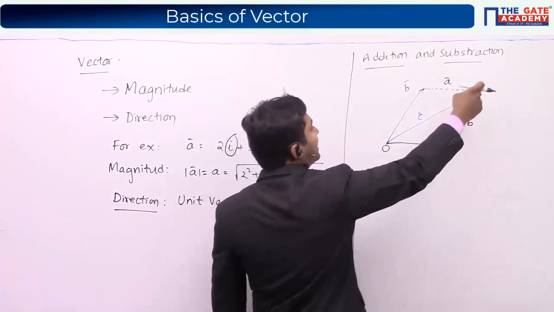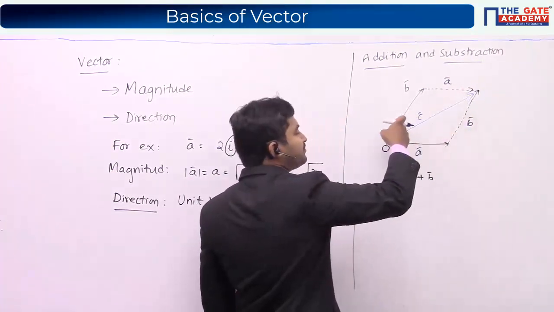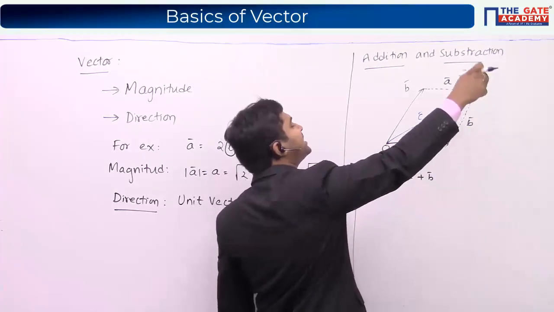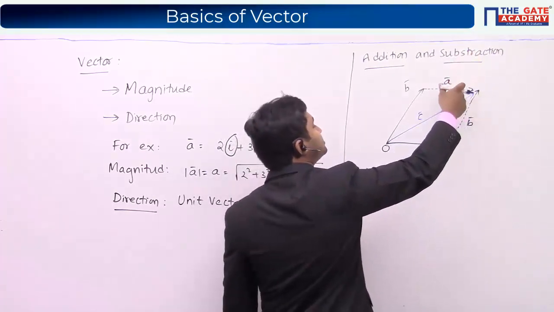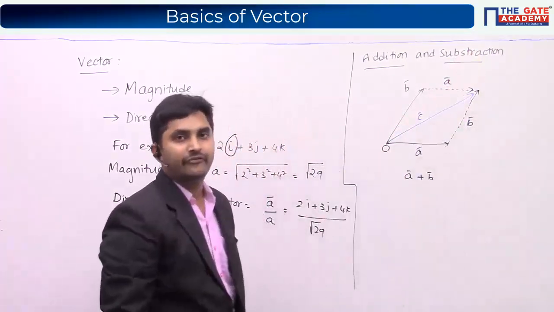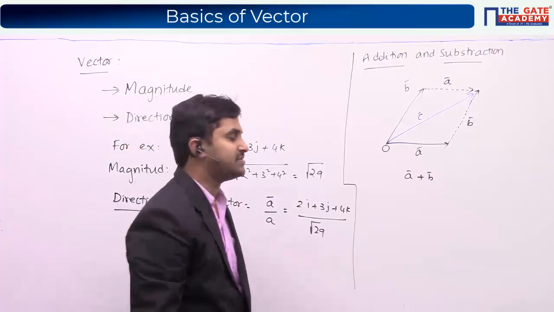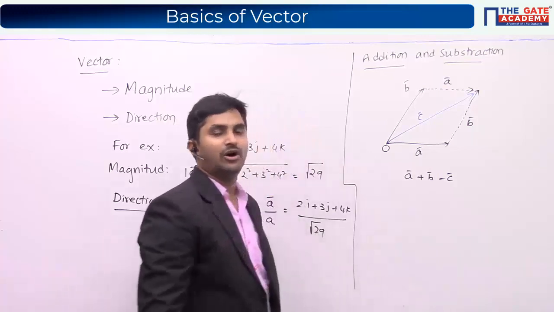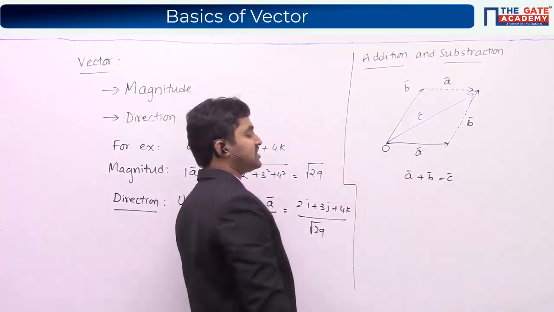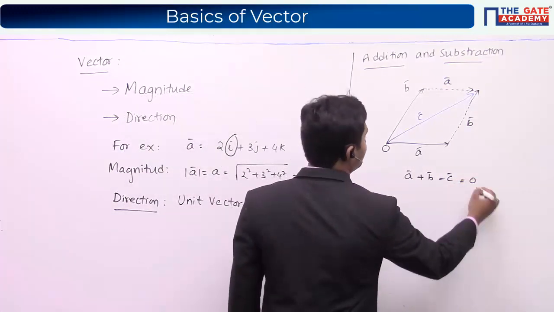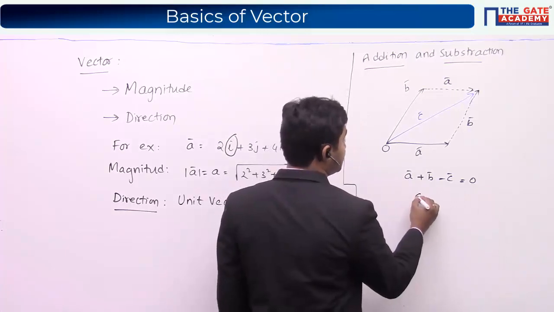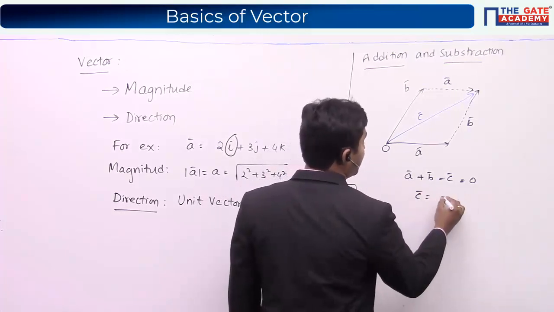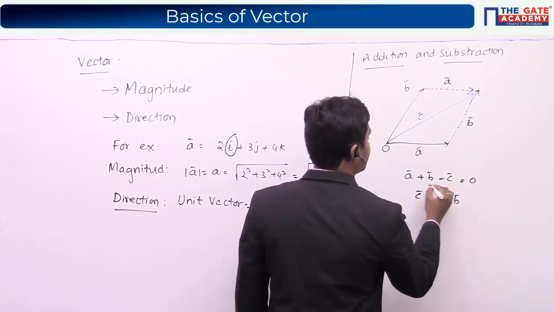If I have to come back once again to the origin, then I have to move in a direction which is opposite to the top of C bar, isn't it? I have to move in a direction opposite to the top of C bar, which I can call minus C bar, which is equal to the top of 0. So I can say that C bar is equal to the top of A bar plus B bar.